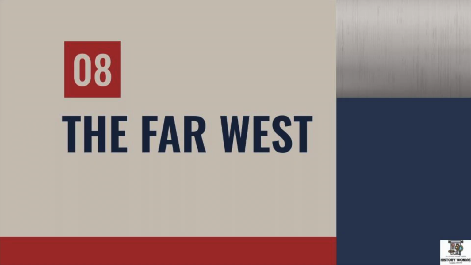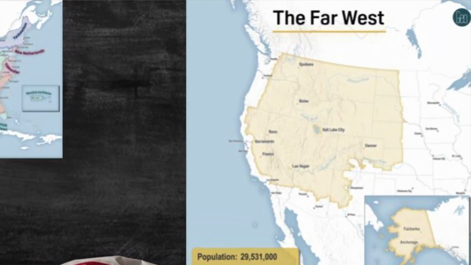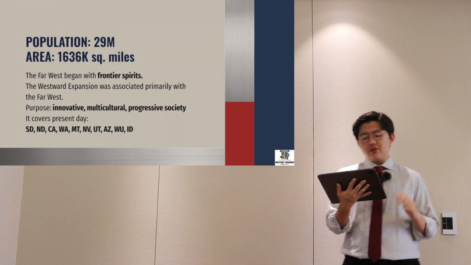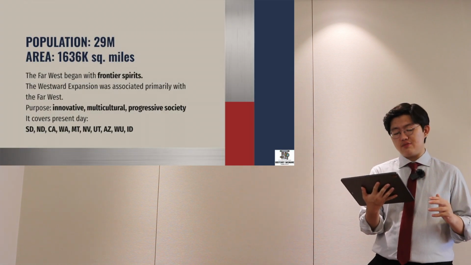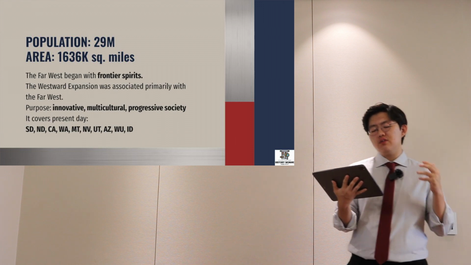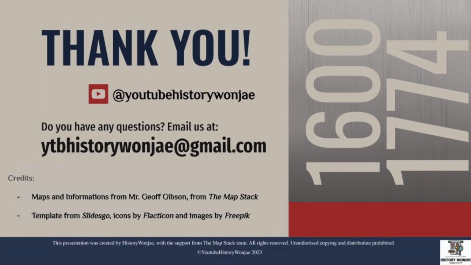Lastly, there is the Far West region. It has the largest amount of area as it covers more than 90% of the west coast of present-day United States, including Alaska. It is also the only region that started from the frontier spreads, taking part in the westward expansion to create a multicultural, innovative, and progressive society.